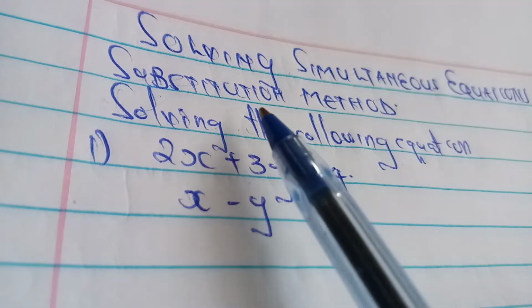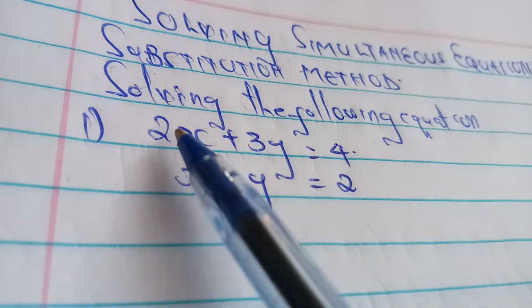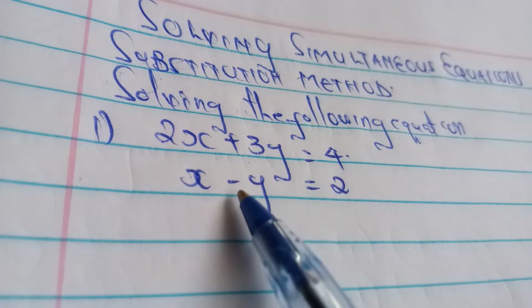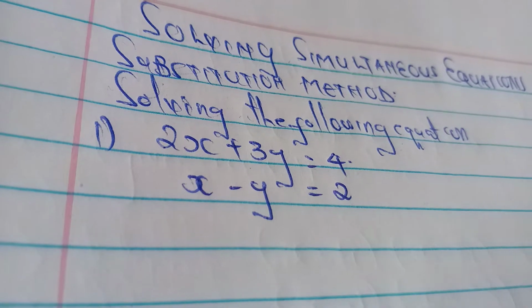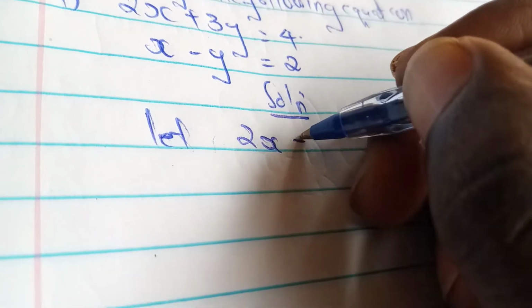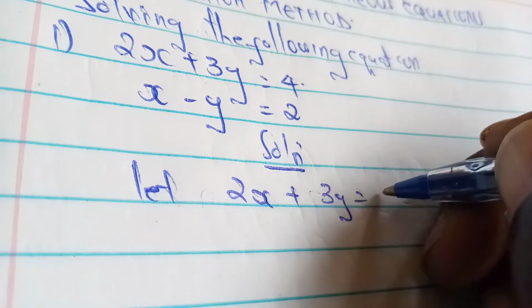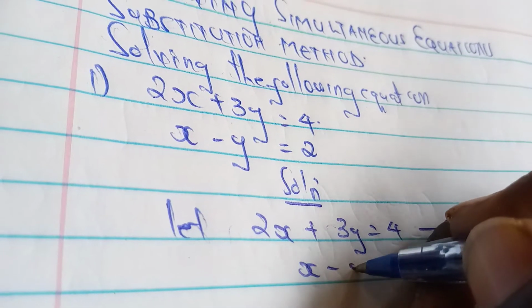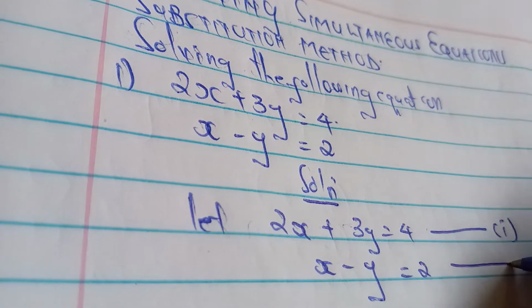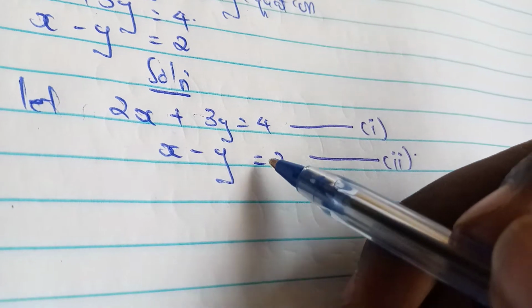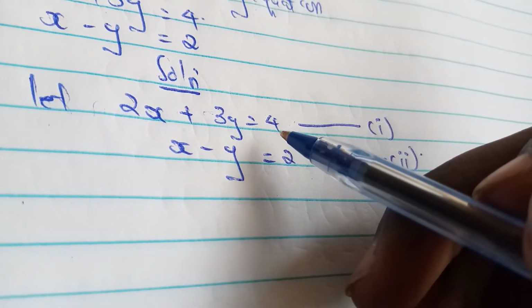So they give an equation: solve the following equations: 2x plus 3y equals to 4 and x minus y equals to 2. So the first thing when you're solving is to let the first equation, which is 2x plus 3y equals to 4, be equation 1, and x minus y equals to 2 be equation 2. So after labeling the equations, you pick what to make the subject of the formula.